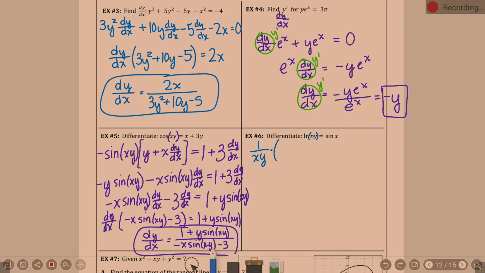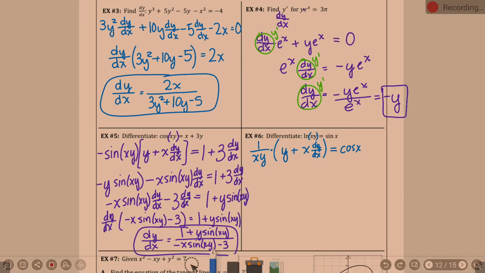So the derivative of x is 1, keep the y. Plus, this time I'm going to keep the x. The derivative of y is 1 dy dx. Okay. And then equals the derivative of sine of x is cosine of x. And we could say times the derivative of x, but the derivative of x is 1, so we don't need that. Okay. We need dy dx to be isolated.